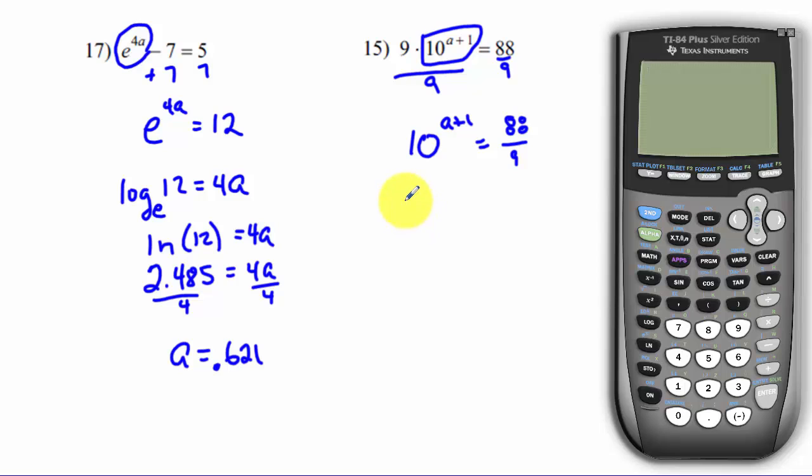Now we're going to convert this to logarithm form. Log of this number here, 88 ninths. And that's going to equal a plus 1. We crisscross. Now again, I picked one that is one of our common bases. So this is just log on the calculator.